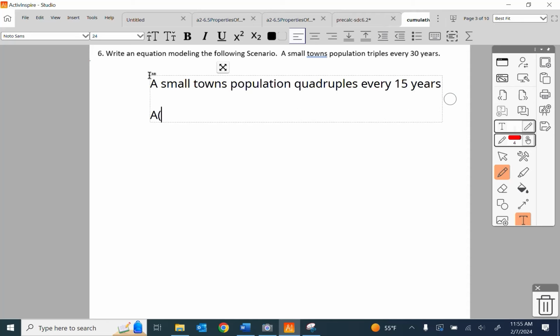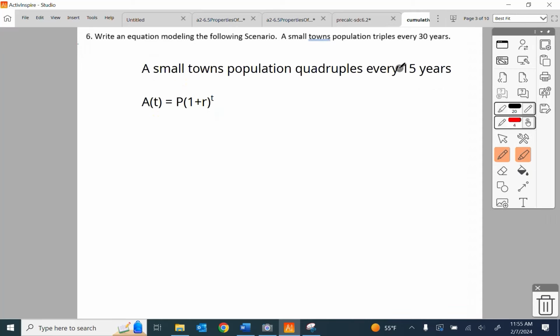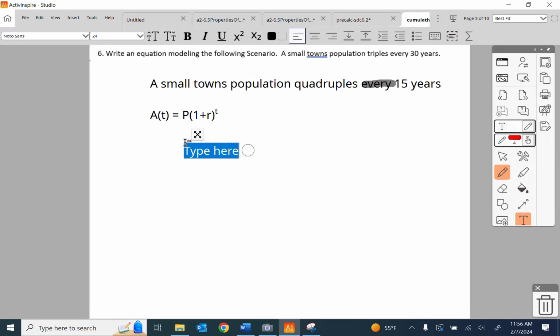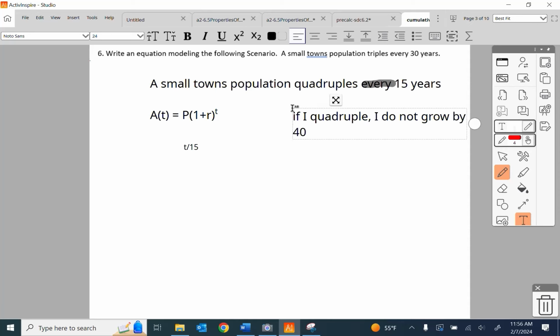Now your layout here is going to be that the amount after time passes is the principal times 1 plus the rate of growth raised to some t. Now pay attention to that keyword every. That is a key word. That is going to make the exponent become t over 15. Now, what goes inside? If I quadruple, what do I grow by? I do not grow by 400%.